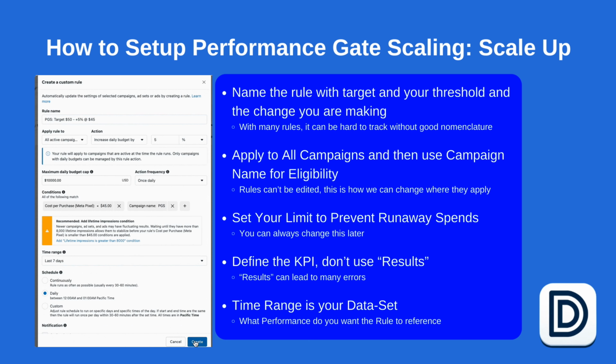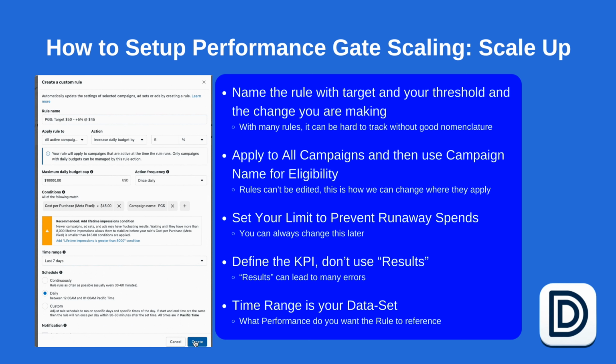We also want to remember that the time range is your data set. So what performance do you want the rule to reference? Now, every rule should be read from top to bottom. So let's read exactly what this rule in the example is. This is a performance gate scaling rule with a target of $50, and we're going to increase the daily budget by 5% if our trailing 7-day CPA is at $45.